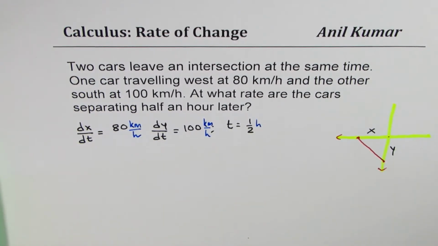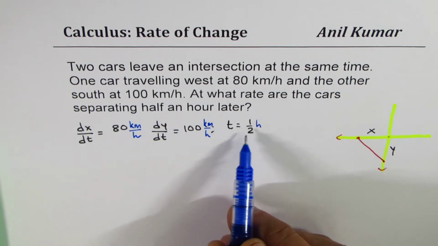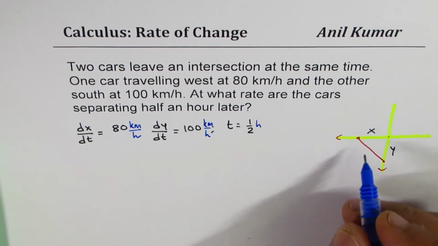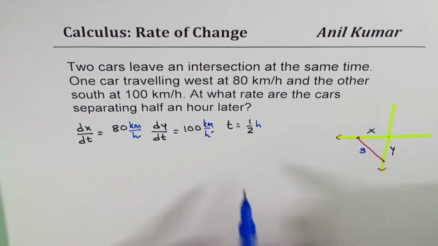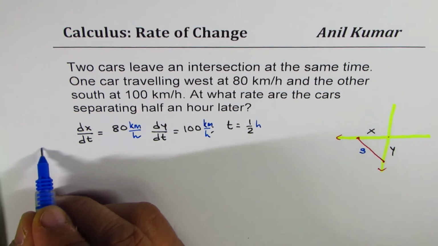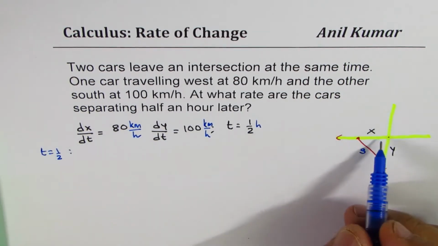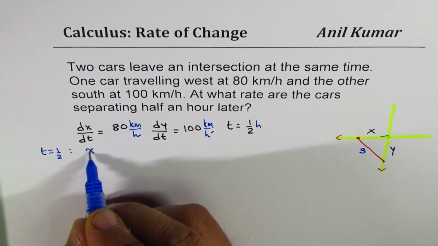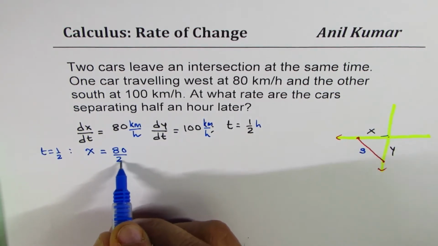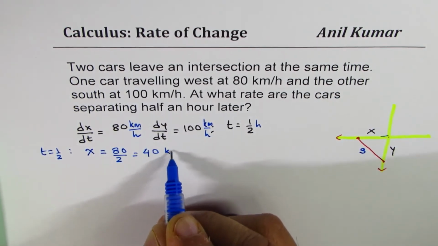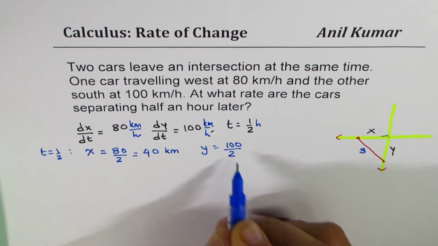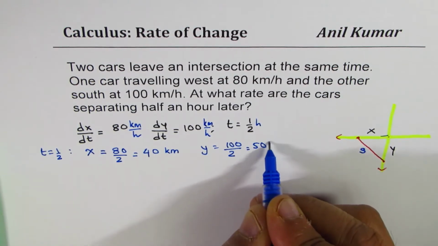Right. So let us find the situation after half an hour. What is going to be the distance and what is going to be the separation? Let me call s the separation. So at t equals half, since they are moving at the speed of 80 and 100, at t equals half an hour, what is going to be the x distance? The x distance will be 80 times half, which is 40 kilometers. And y will be 100 times half, which is equal to 50 kilometers.